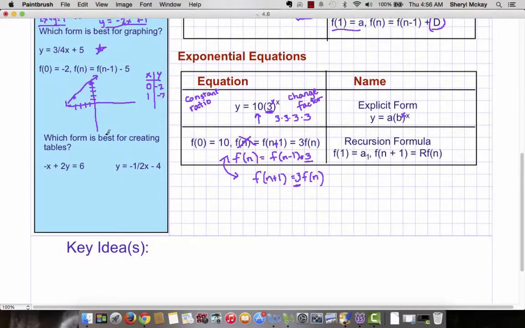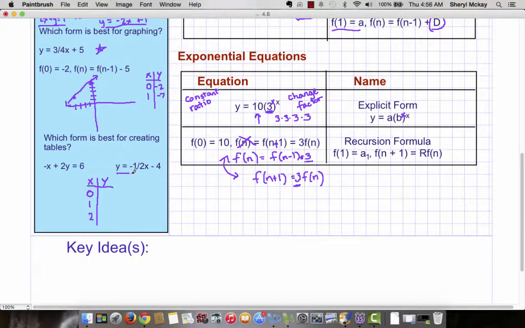And then our last one is, which form is best for creating tables? So think about, if I wanted to create a table for either one of these, how would I do it? Well, I'd have to plug something in for x and figure out what it is for y and solve for y. So which one do you think would be the easiest way to do that? If I just picked some numbers for x and plugged in for y, which form would be better? Which would be the easiest?